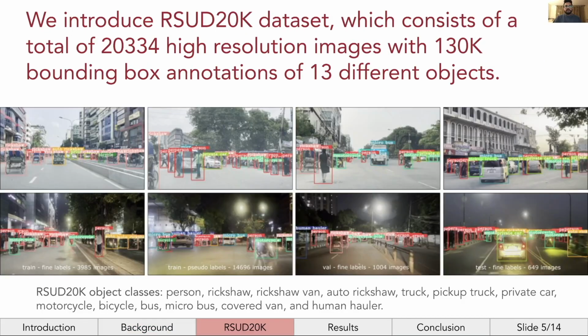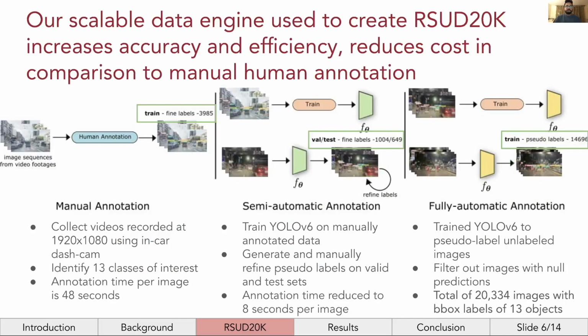We introduce the RSUD20K dataset, which consists of a total of around 20,000 high-resolution images with 130,000 bounding box annotations of 13 different objects. Our scalable data engine used to create RSUD20K increases accuracy and efficiency. It also reduces cost in comparison to manual human annotation.